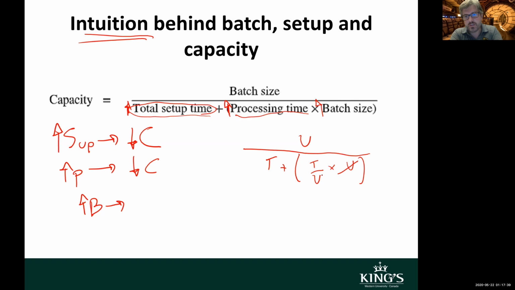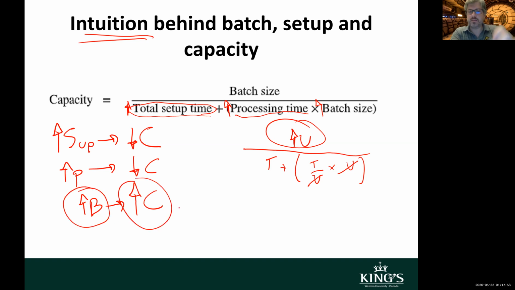So I'm going to cancel this with this. The batch size in the denominator won't necessarily matter much, but this guy will still increase. So if the numerator increases, therefore you have an increase in capacity. So big batches increase capacity. The only problem with that is a big batch will also increase inventory. And we're going to be talking a little bit about that too.